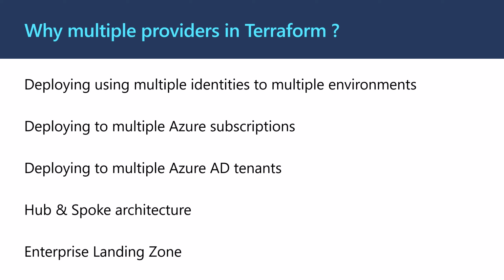Those cases include deploying using multiple identities, deploying to multiple environments, for example, development, test, and production, and also scenarios where we want to deploy to multiple Azure subscriptions, where we use subscription A for the hub and subscription B for the spoke. Another scenario is deploying to multiple Azure AD tenants, where an organization might have multiple AD tenants, or want to include the AD tenants from its partners, for example. Those are the architectures where we typically use hub and spoke architectures, or when we want to use the enterprise scale landing zone.